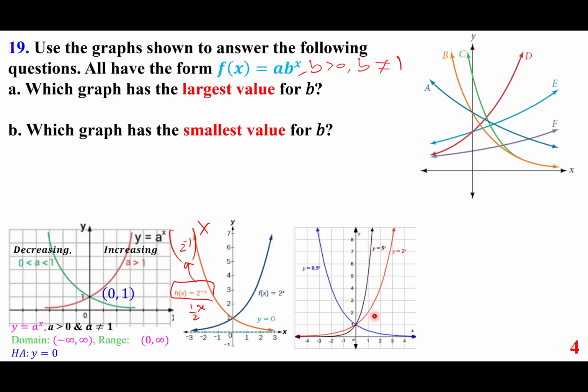Now, the other thing we want to notice, if you have exponential functions where the base is larger than 1, in this case, y equals 2 to the power of x, in this case, y equals 5 to the power of x. As the base gets larger and larger, it gets closer and closer to the y-axis from the right side. On the other hand, for a between 0 and 1, as it gets smaller, for example, instead of 0.5, if you have 0.2, it gets closer. If you have 0.7, it gets further away.